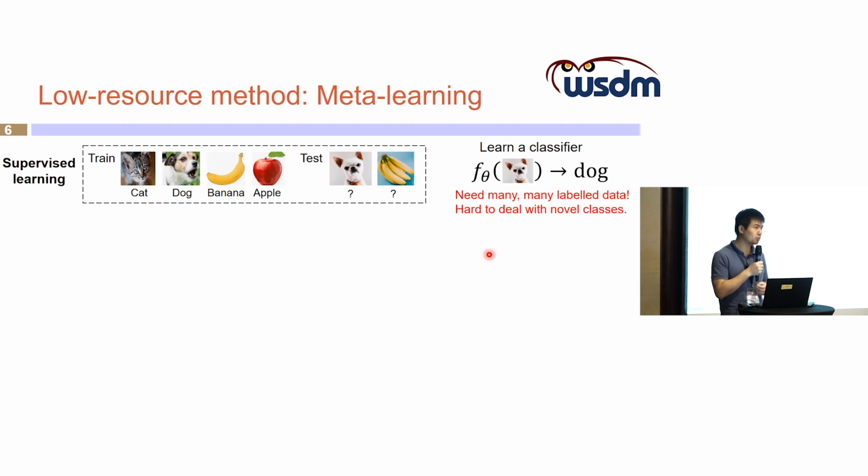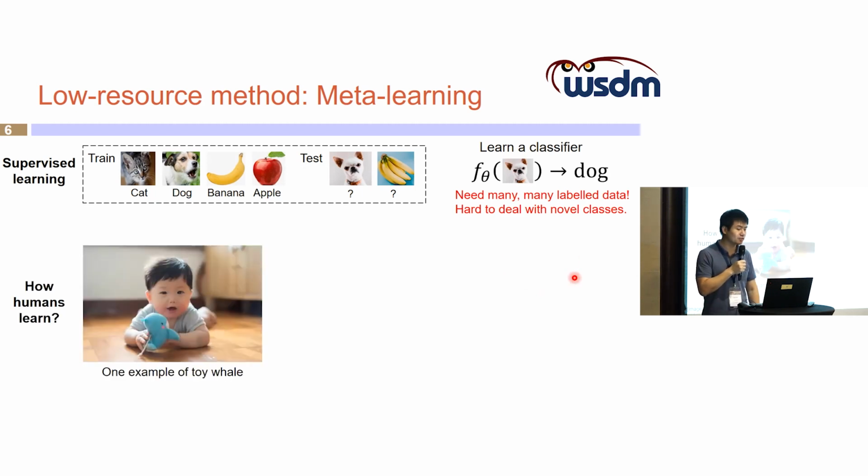But the problem with supervised learning is that to perform well, you need a lot of labeled data. And it's often hard to deal with novel classes. That means you can only classify the classes you have seen in your training data. If you have a new class, you cannot deal with it.